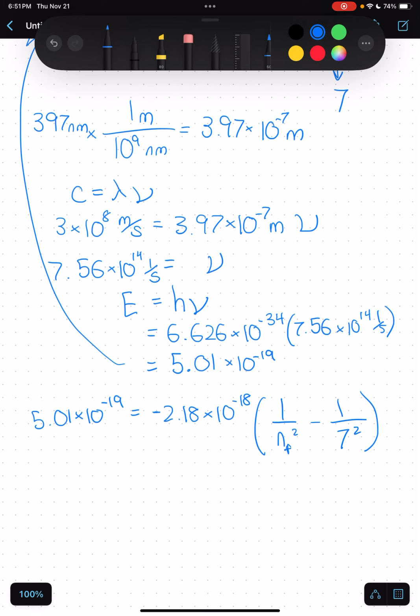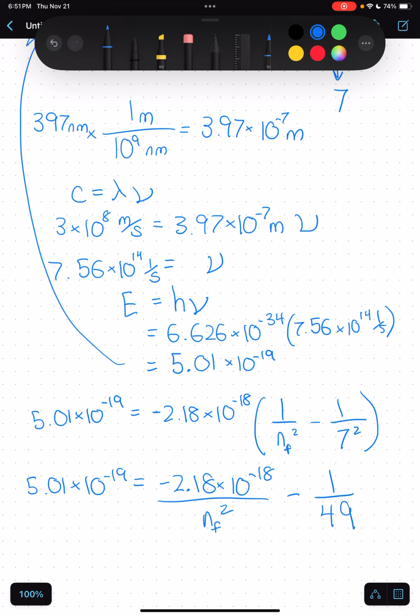So to kind of simplify this out, I'm just gonna do any of the math that I can do. So 2.18 times 10 to the negative 18th over n final squared minus 1 over 49. Okay, so probably the best thing to do here, I'm gonna have to give you a second half.